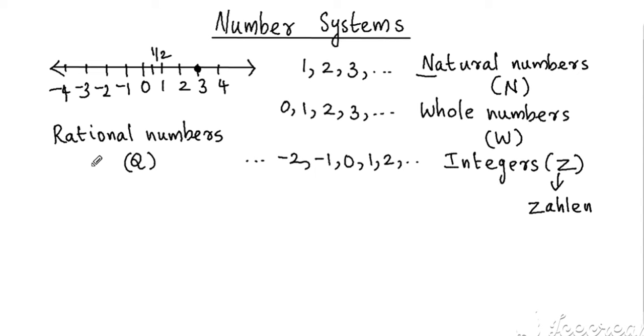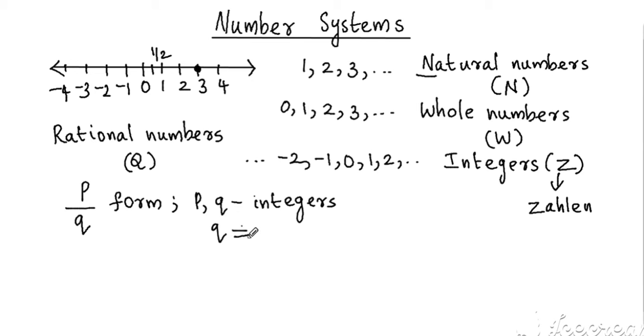As the symbol Q indicates, this rational number should be written in a quotient form. That means we can write a rational number in p by q form where p and q are integers and q not equal to 0. Here we have the restriction q not equal to 0. So in order to be a rational number, 3 conditions should be satisfied. The conditions are: it should be written in p by q form where p and q are integers and the last one q not equal to 0.